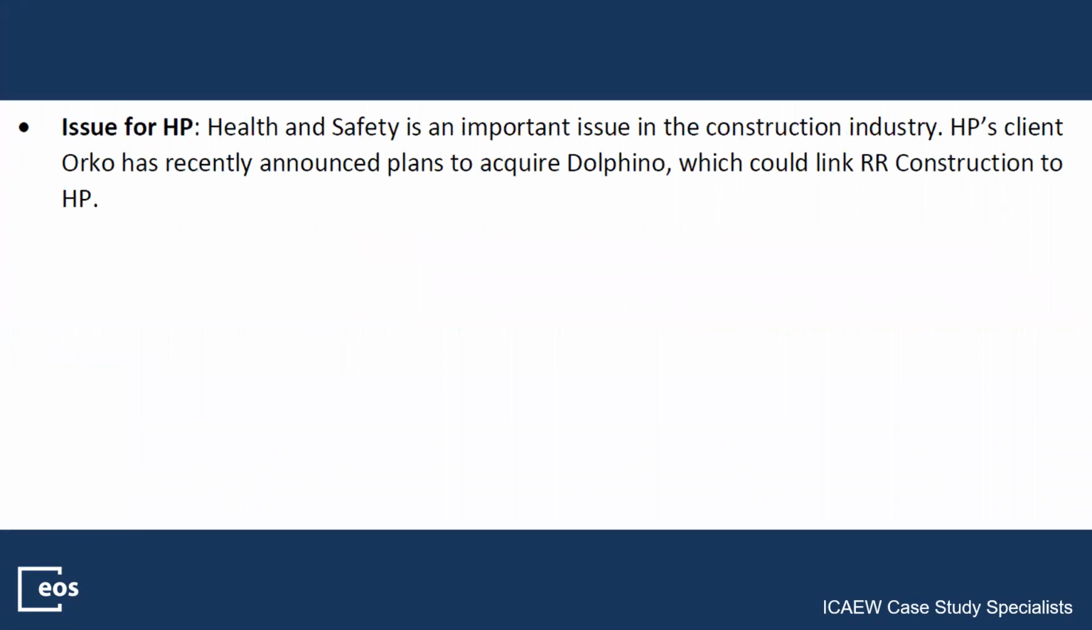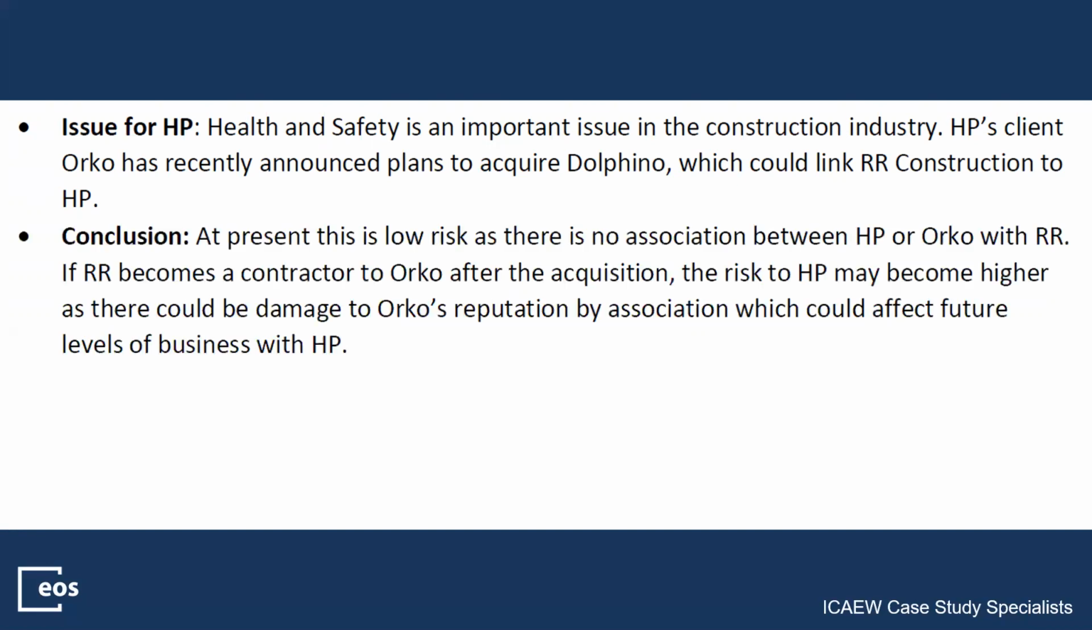Let's start with the summary of the issue, health and safety. This scenario is drawing on your AI preparation, knowing that HP's client has plans to acquire Doubtful, linking RR Construction to HP. We've judged this to be a low risk at the moment. There is currently no link between HP and RR Construction. However, after the acquisition, there is a risk of damage to reputation by association for Orco, potentially affecting HP's business.